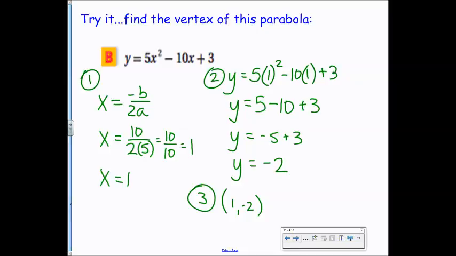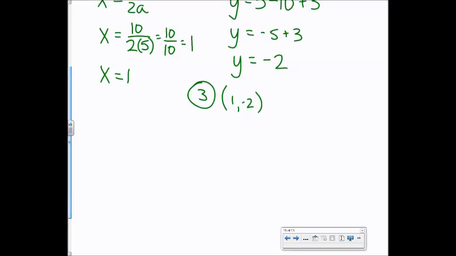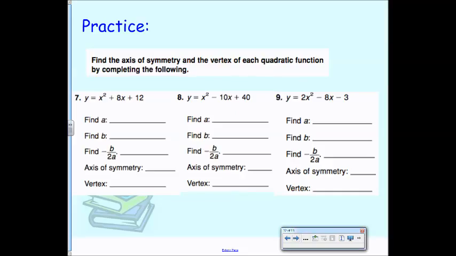Okay. All right, go ahead and try these. So these are all written out for you in like break it down steps. So find A, find B. If you don't want to write them down like that, that's fine. Just do the 3 parts that you have to do. So find the axis of symmetry, plug it in to find the vertex. Okay, go try them at your boards. Do at least 2 of them.